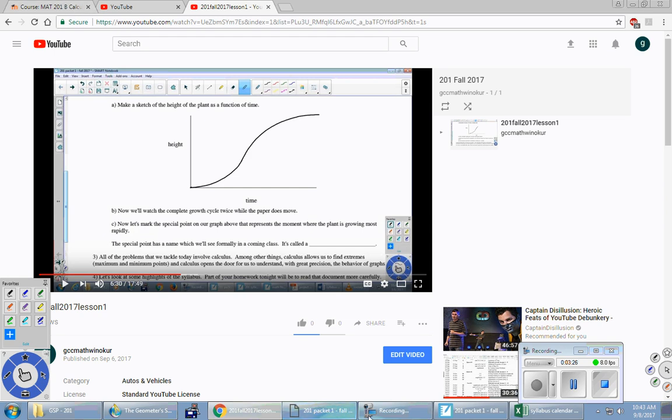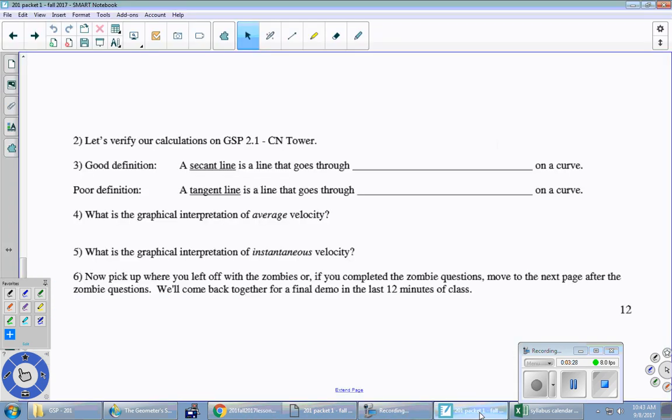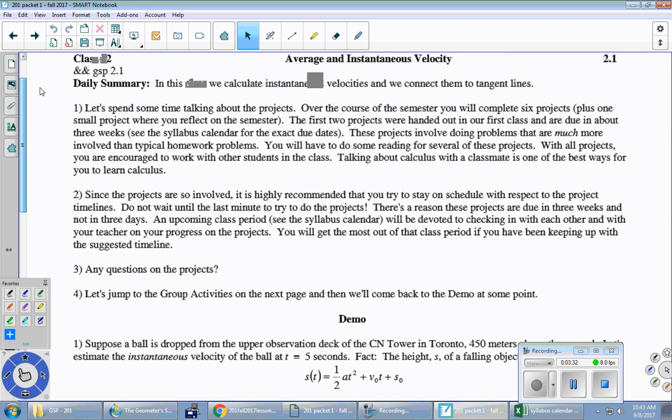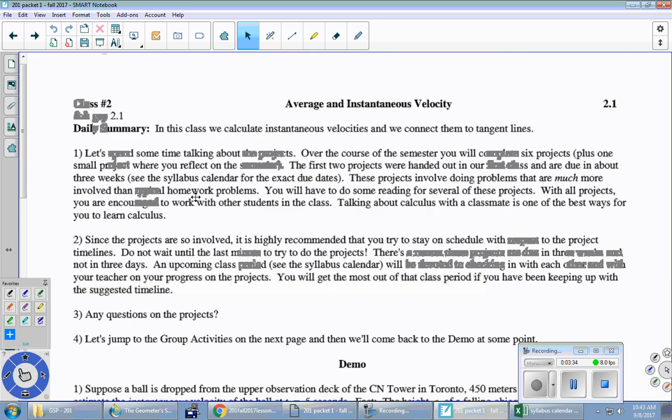All right. So next up, here we are on page 12. Typically we'll do our little daily summary, and then you're going to do some activity stuff. In this class, we calculate instantaneous velocities and we connect them to tangent lines, 2 fundamental ideas in a Calculus 1 course. There's some stuff written here about the projects.